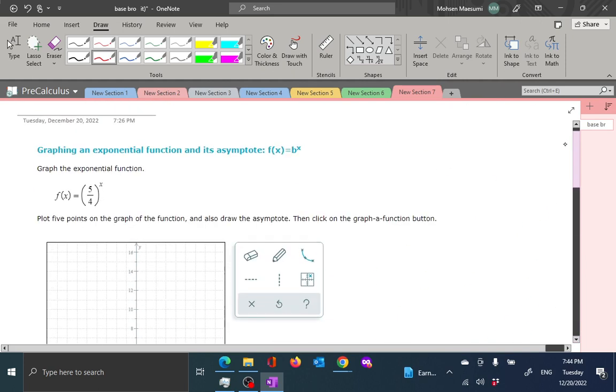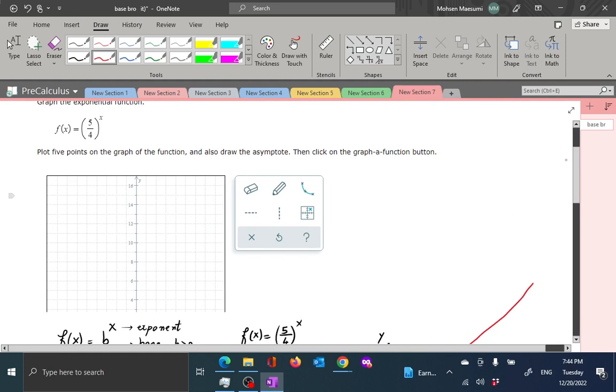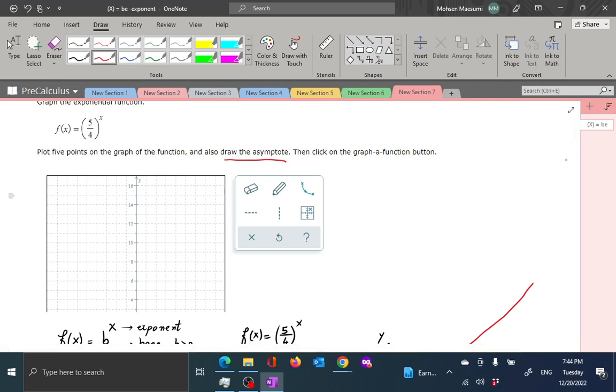So here you graph your function, and then you also draw the asymptote. In this case, it's a simple answer. It's just the x-axis. You're going to color that or draw that as well.